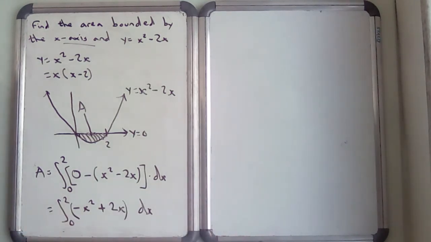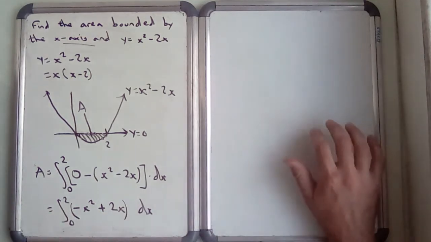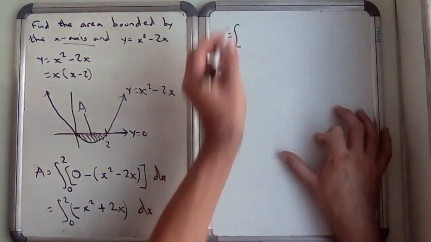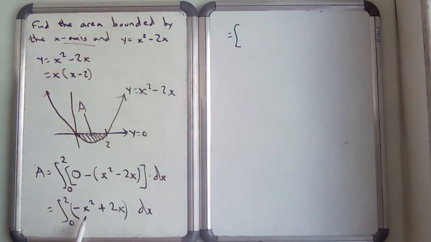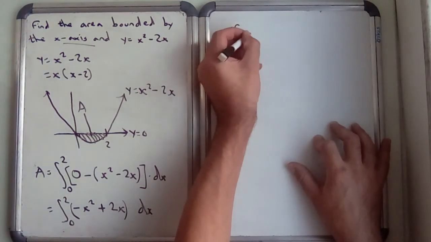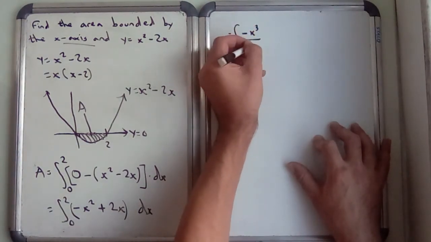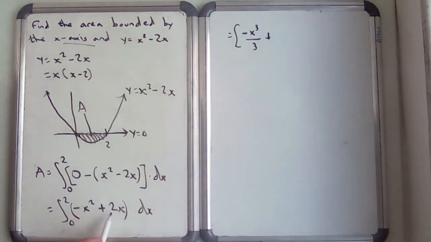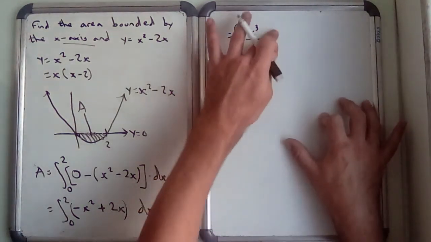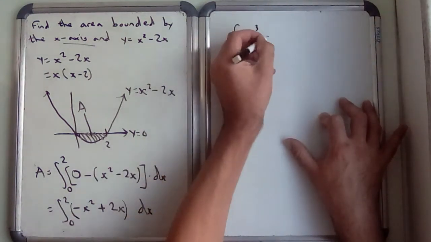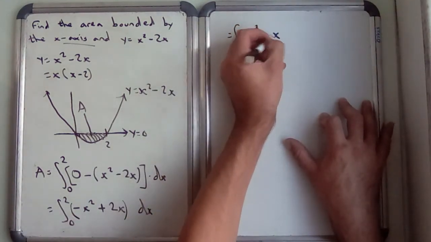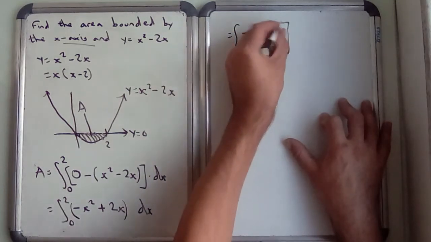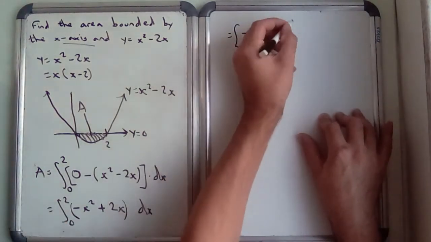Okay, so then we just need to find the antiderivative and integrate, and then evaluate it at 2 and at 0. So that equals, well, x squared is going to go to x cubed over 3, so minus x squared is going to be minus x cubed over 3, plus, well, this is going to be 2x squared over 2, so in the interest of space saving, I'm just going to call it x squared. So that's the antiderivative. We evaluate it at 2 and 0.